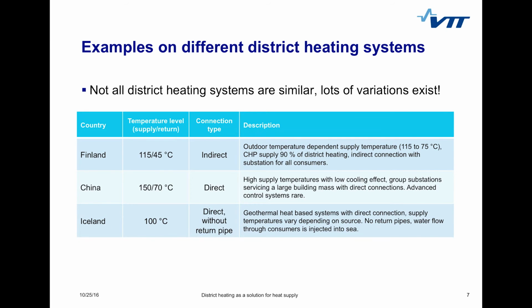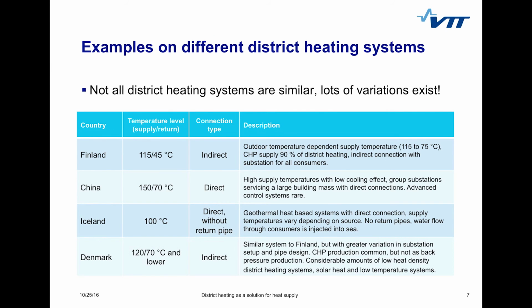Iceland has a system based on geothermal heat. The special characteristic of the system is that it only has a supply pipe, after the consumer the water is injected into the sea. Denmark has maybe the most variation in design. Like in Finland, CHP production is common, low temperature distribution is also common, and the number of small local systems is high. So lastly, a summary of the presentation.